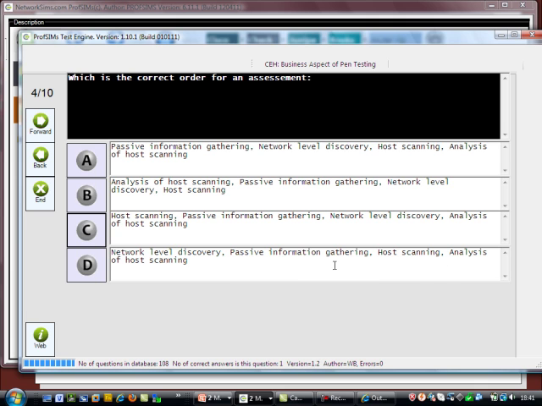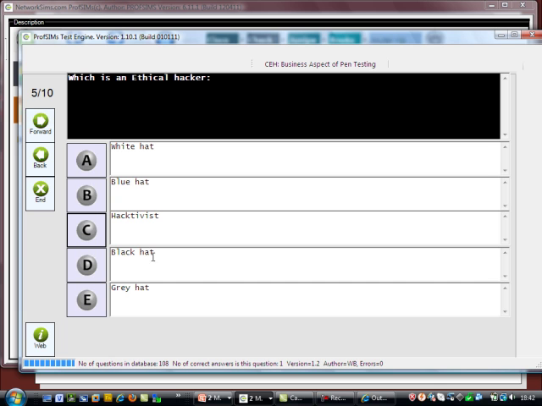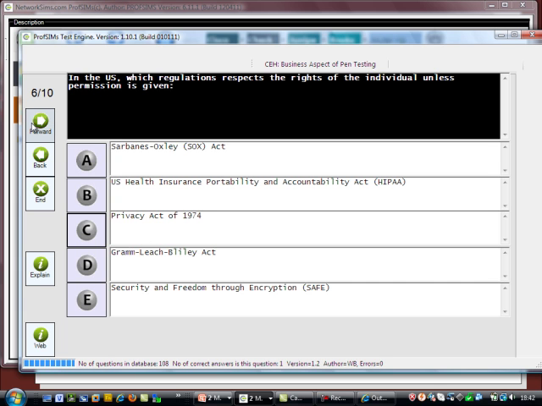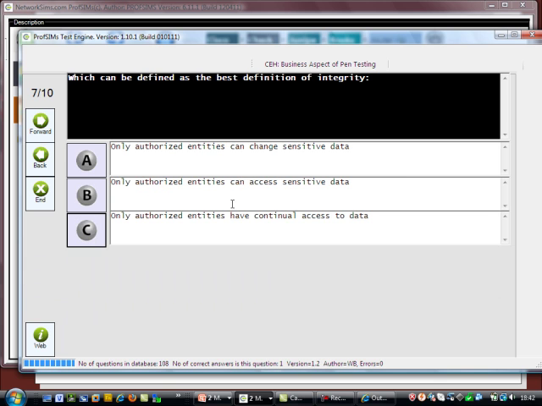Which is the correct order for an assessment? Passive information gathering is really the first thing that we would do. So an ethical hacker is a white hat. And which regulation respects the rights of the individual unless permission is given? Sounds like the Privacy Act. For integrity, let's go for change.